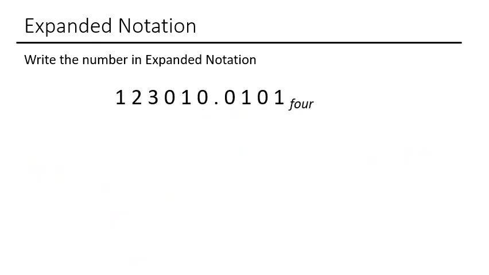Okay, so now we have a pretty ugly number here in base 4, and we want to write this number in expanded notation. The first thing I want to note is there are several zeros here. I actually like seeing zeros because that means I don't have to deal with those. In a few minutes, those are going to be my friends.